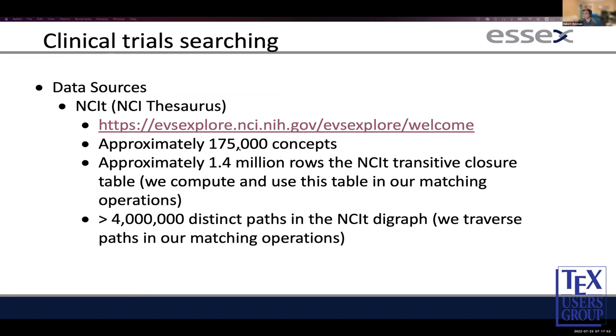If you do an operation to take the transitive closure, so we can actually do these graph operations in the background that we will demonstrate, there are about 1.4 million rows in the transitive closure table for the NCIT. And there are well over 4 million distinct paths within the NCIT digraph that we use. And we do some traversing of the graph in our matching operations as well.